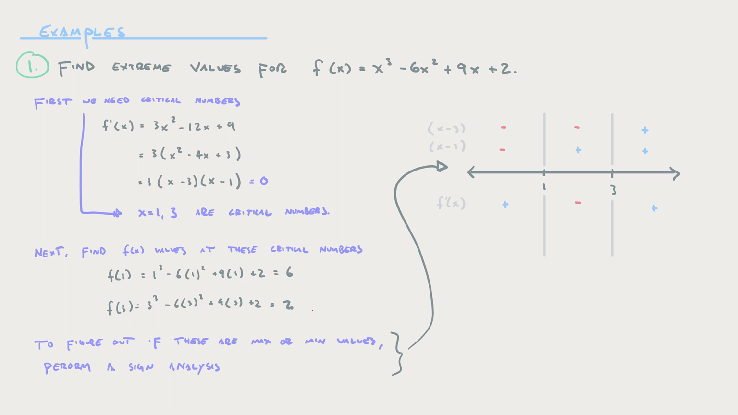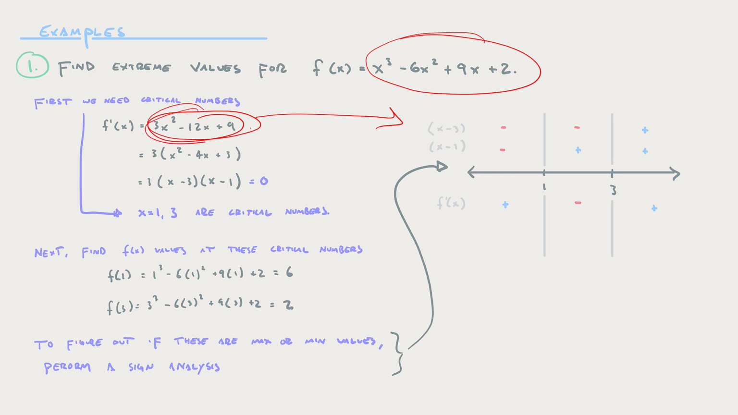Now, we've talked about sign analyses before, but you don't necessarily have to perform one if you know what the end behavior of the graph is. I'm circling this, because we're doing a sign analysis on this. I need to know where the derivative is positive and negative to know whether f is increasing and then decreasing, and again figuring out which is going to be a maximum or a minimum. So that's what I did here. I performed a sign analysis on 3x squared minus 12x plus 9, which I factored into this.